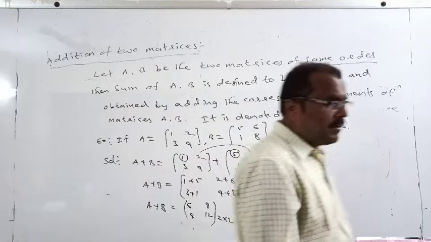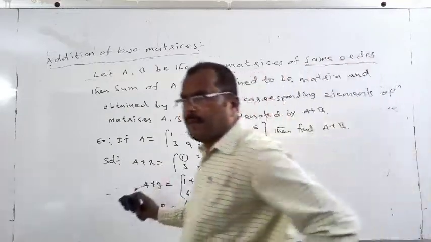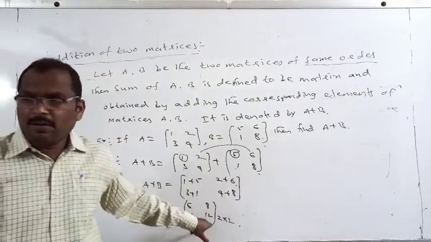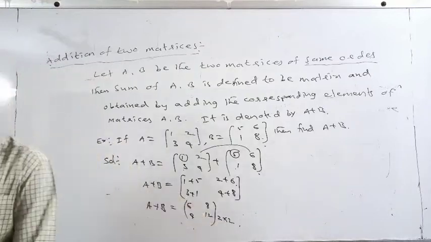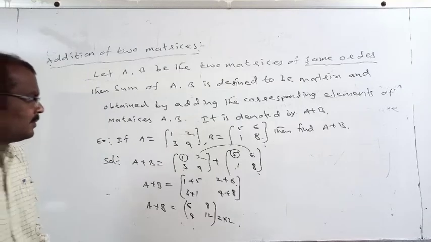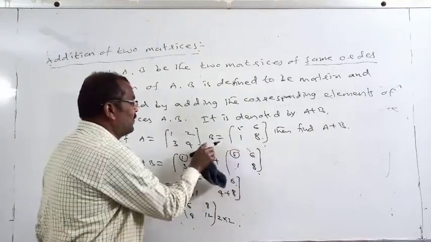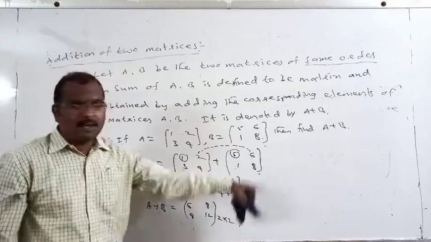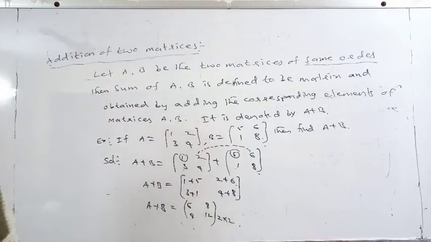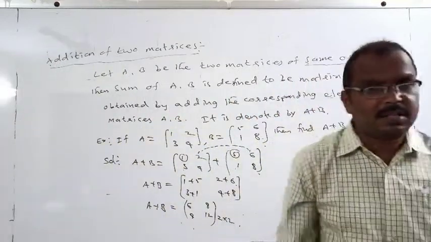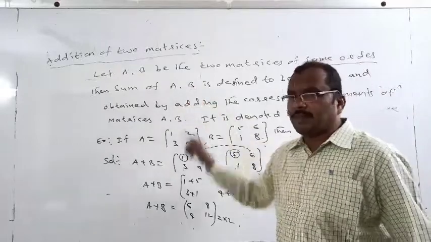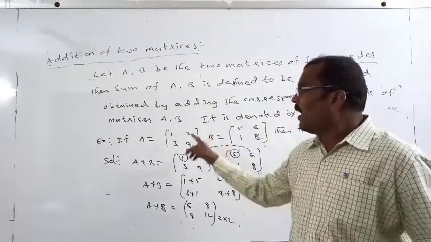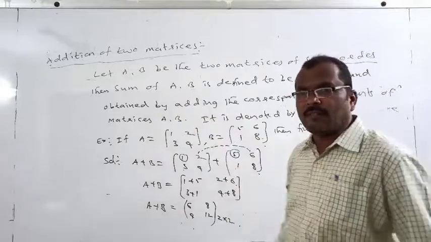Corresponding elements means the elements at the same position should be added. The resultant is also a matrix. Add the corresponding elements. Now once again I am repeating the summation statement: addition of two matrices is possible only in the case of A and B being of the same order. Otherwise addition is not possible.